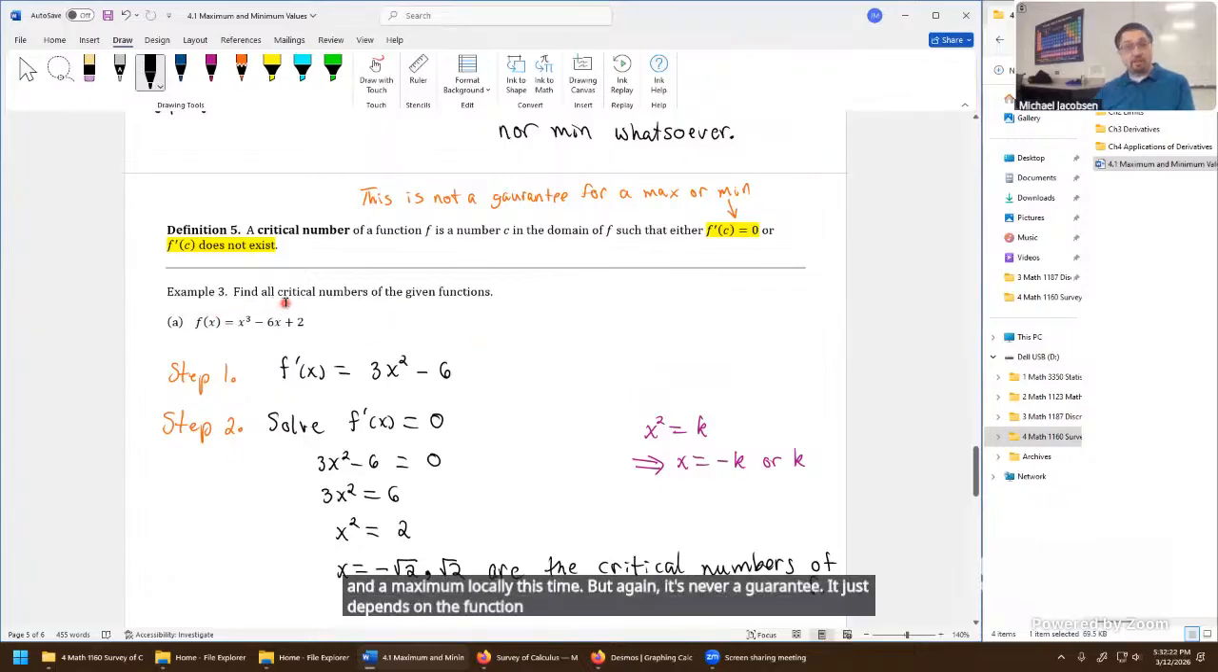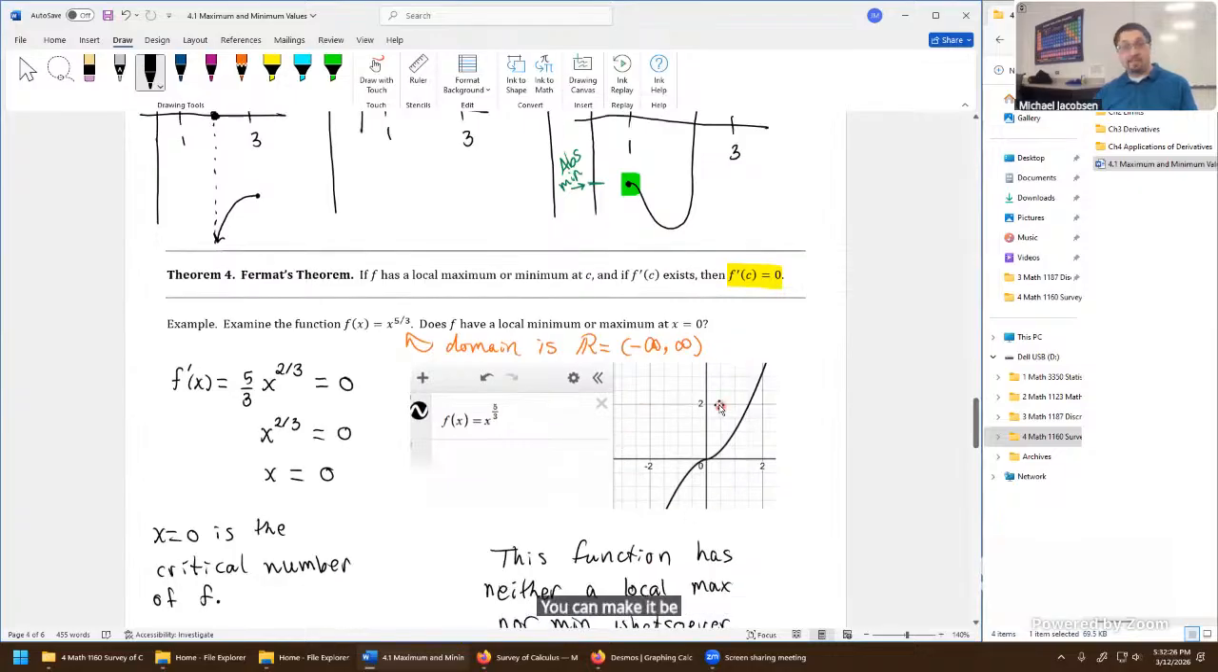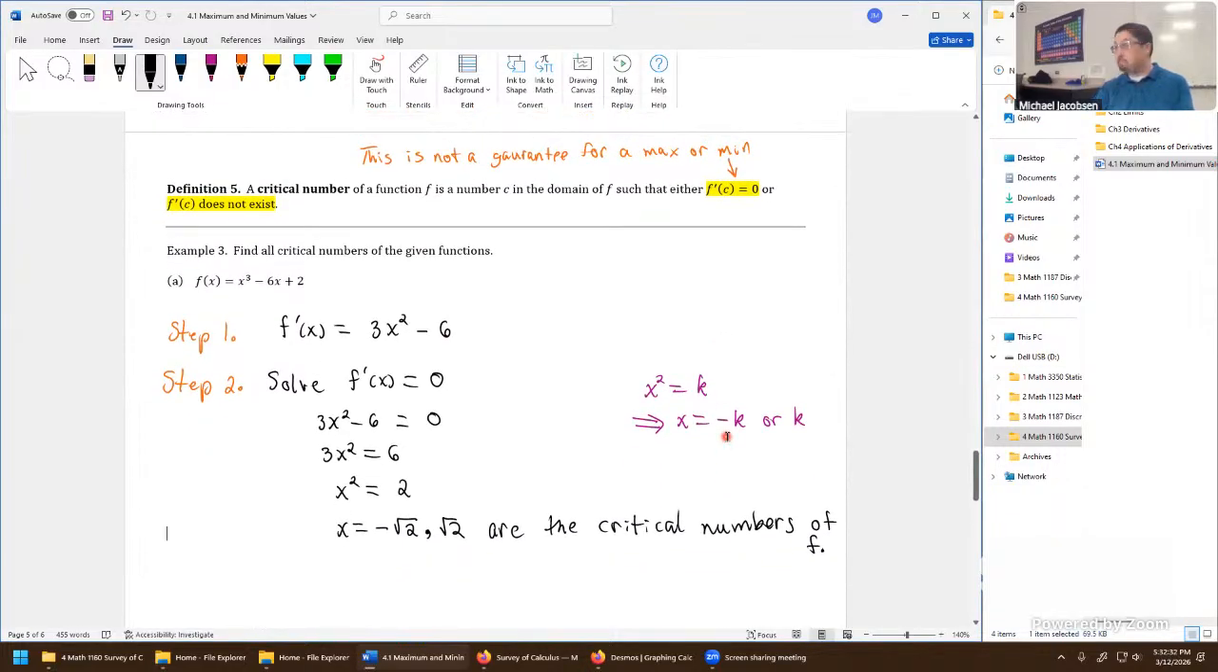If you change this just a little bit, just right, you can make it be something like this on both of the critical numbers. Well, any last thoughts, folks, on getting through this example 3?